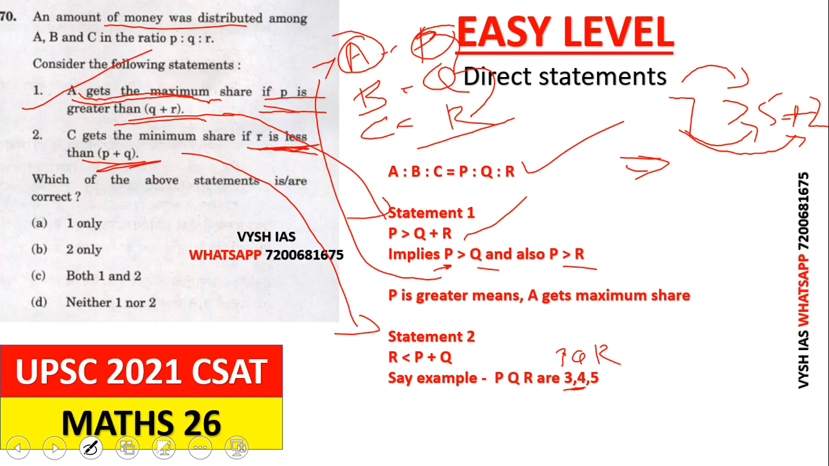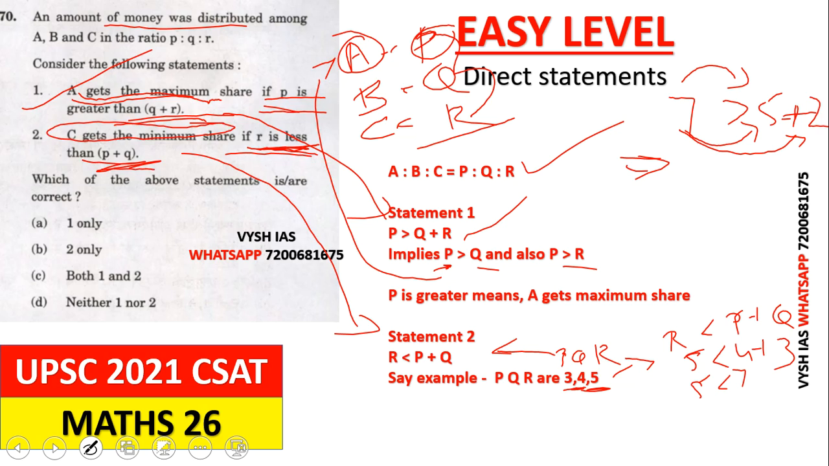P plus Q is what? 7. So here it is satisfying the condition, right? R less than P plus Q. It is satisfying because R is 5 in our assumption and P plus Q is equal to 4 plus 3, 7. 5 less than 7. This is satisfying the condition. But they are telling in that condition, C gets the minimum share. Is it like that?